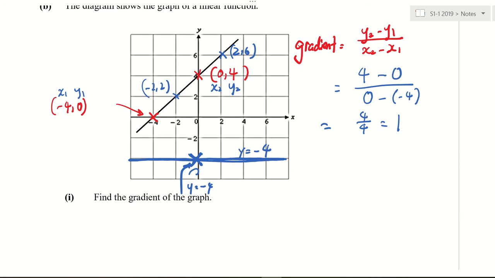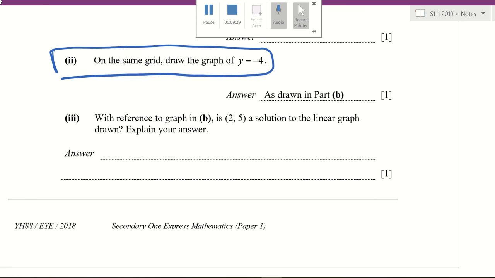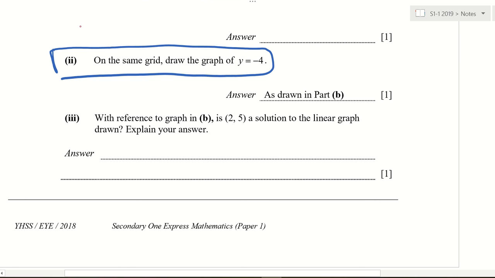With reference with this, 2, 5 is a solution to the linear graph. So, what does it mean? Can you write the meaning of it? When you say solution to the linear graph, it means the intersection point of the two graphs. Someone is talking. Right. Now let's look at the graph again.